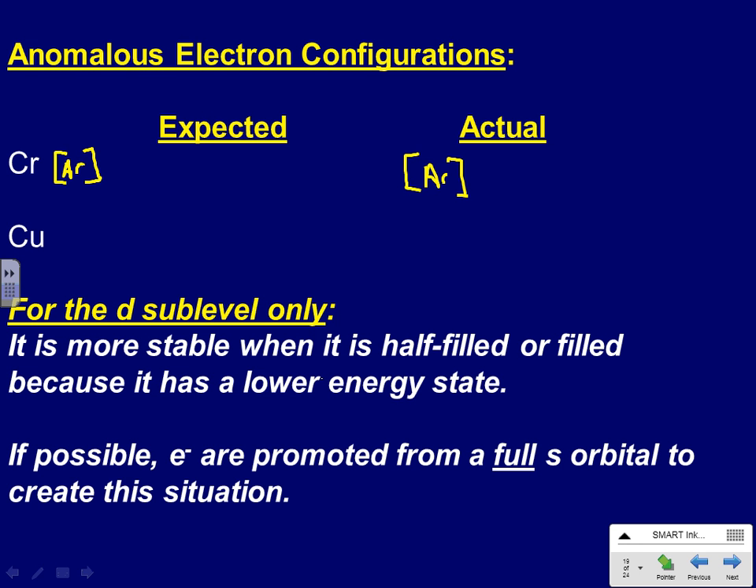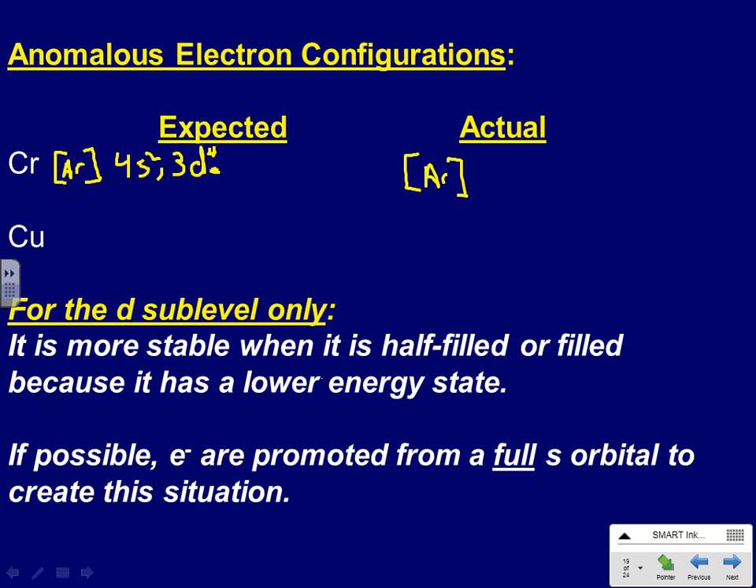Has anybody got the electron configuration for chromium, what we'd expect due to its position here? What do you got? Yep, Sarah? 4s2, 3d4. Excellent. And that's using what I've taught you, and that's exactly correct. That's what we would expect.